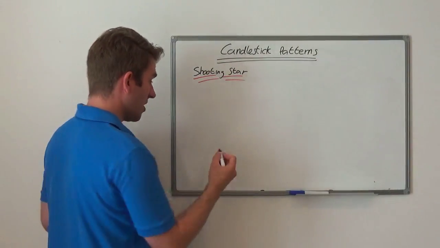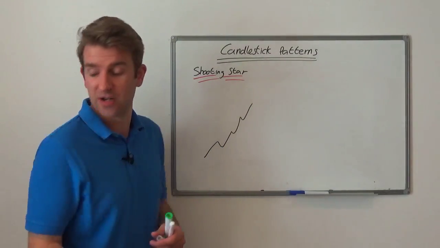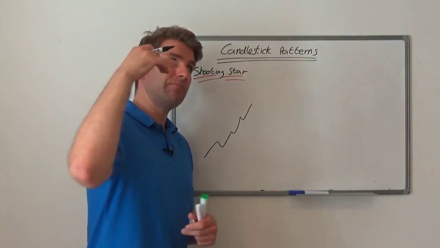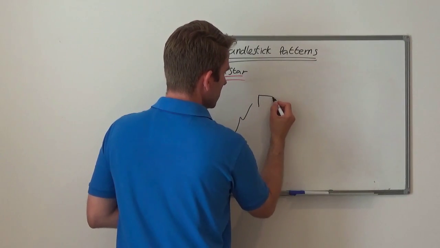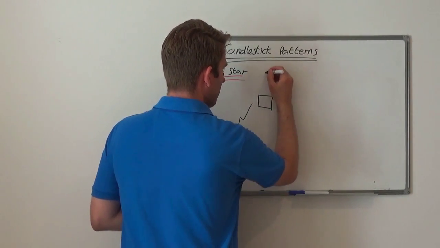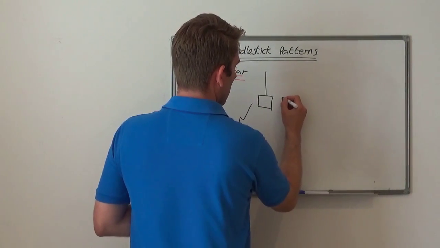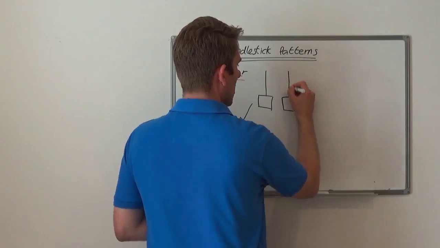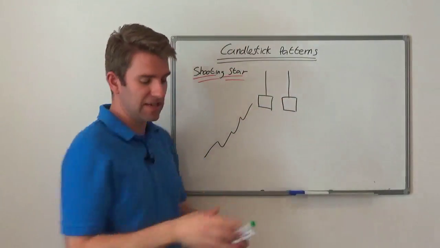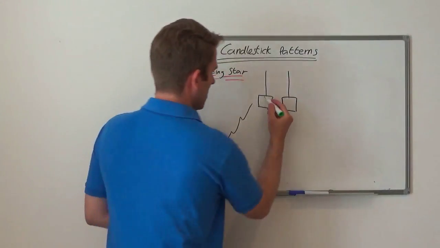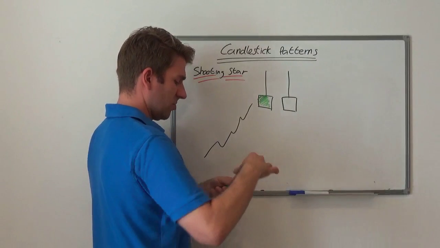So the point of the shooting star is that you have an uptrend coming up here, and then at the top of the uptrend you have a kind of reversal pattern in the candle. So this is your body here, and you'll have a big wick to the upside. Now, I don't know what the official line is. Someone can hopefully correct me in the comments below whether you need to see that officially as a green candle or whether that can be a red candle.